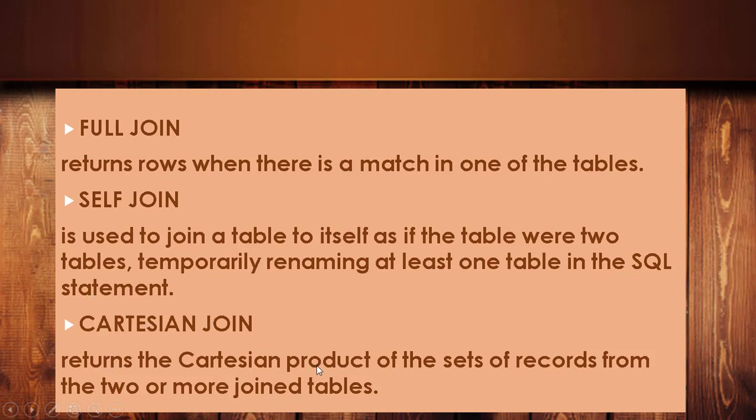Cartesian product will return the product of the sets of records from the two or more joined tables. Join means we are joining two tables in order to make them a single table based on the condition, that is inner join, left join, right join, full join, self join, or Cartesian join.